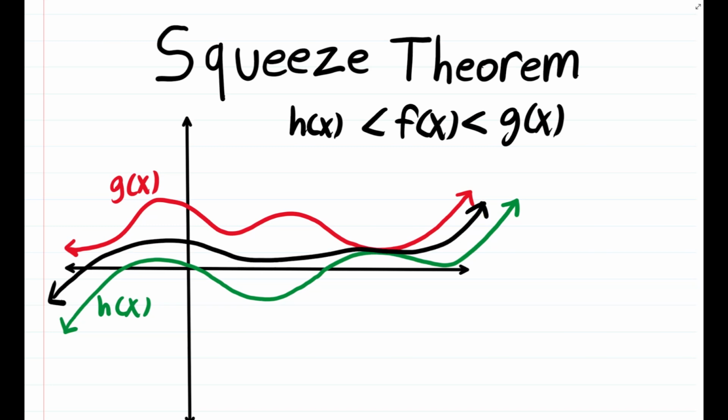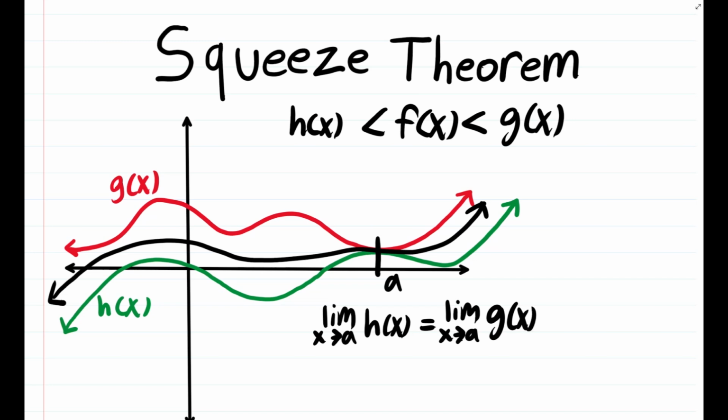Let's also say we're defining a point A. What the squeeze theorem states is that if the limit of x approaching A of h of x is equal to the limit of x approaching A of g of x, and if this is equal to a value L, then the limit of x approaching A of f of x is also equal to L.